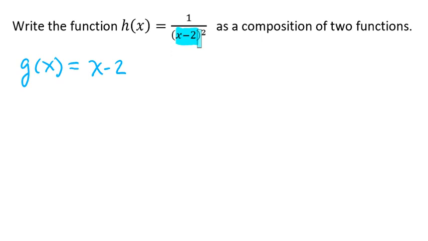Because here we can see that it's already inside of those parentheses, which would make it really simple. So if our g of x is the x minus 2, then that would make our outer function, or our f of x, 1 over x squared.